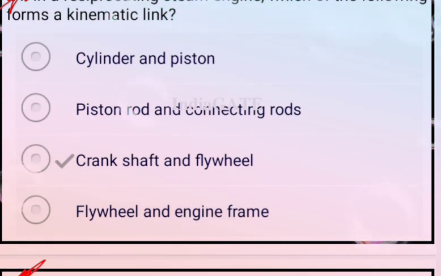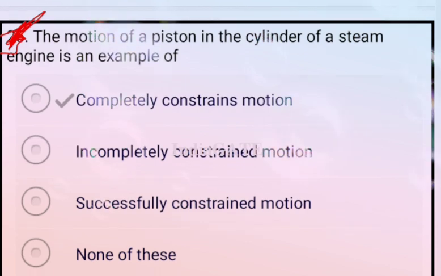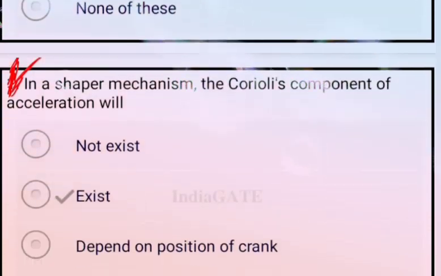In a reciprocating steam engine, which of the following form the kinematic links? So here the links are crankshaft and flywheel. So option C is your correct answer. The motion of the pistons in the cylinder of the steam engine is an example of completely constrained motion. Okay, so option A is correct. Now come to the next.